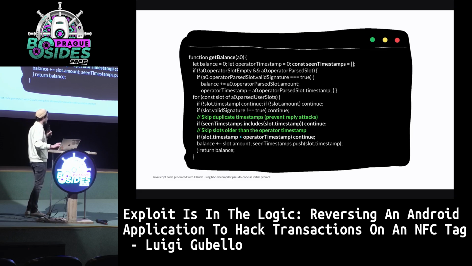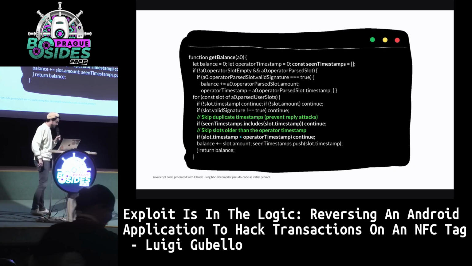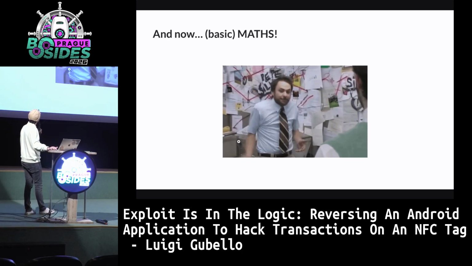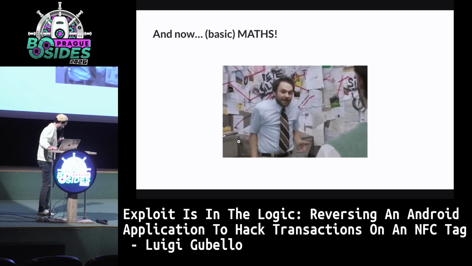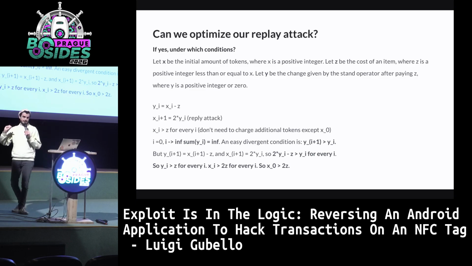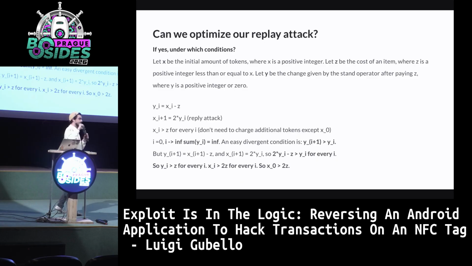So by summing the operator slot to the user slot that are more recent than the operator's slot. Okay, but why just minor and not minor or equal? Let's start with math. So what we have here, we have a problem. This means that the replication attack is possible, not by copying the credit in the slot by the user, but by copying the slot by the operator.